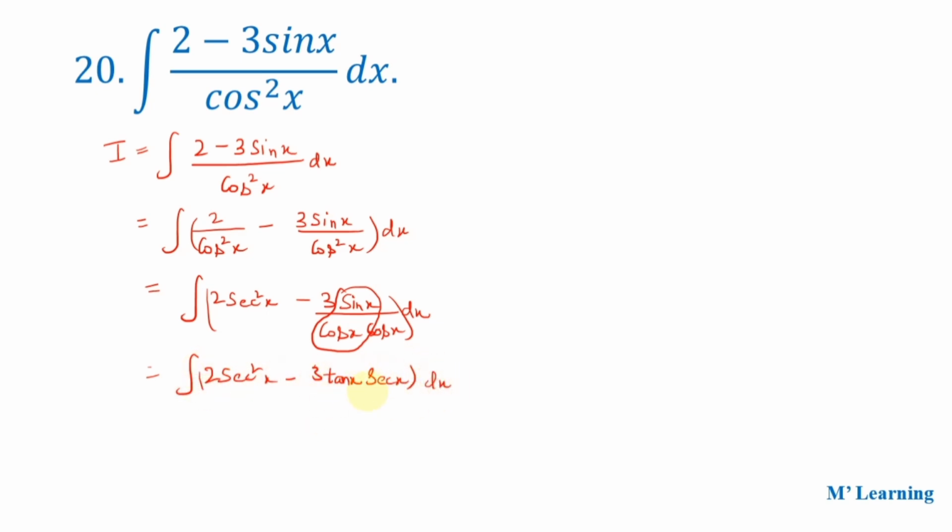So this becomes 3 tan x sec x. So 2 sec square x का integration हमने last question में देखा था that was tan x. So it becomes 2 tan x minus 3 और sec x tan x का derivative हमने question number 18 में देखा था which is sec x plus c. So I equals to 2 tan x minus 3 sec x plus c. This is the answer. Now let's see the next question.